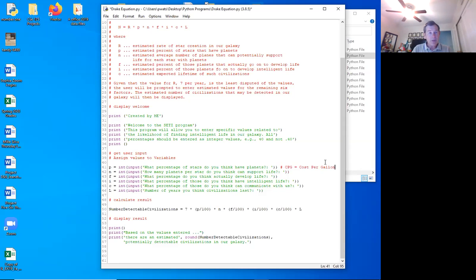So typically we remark sections of our code. What is it that we're doing here? What are we doing here? What are we doing here? And we do that before we write the code, before that chunk of code.